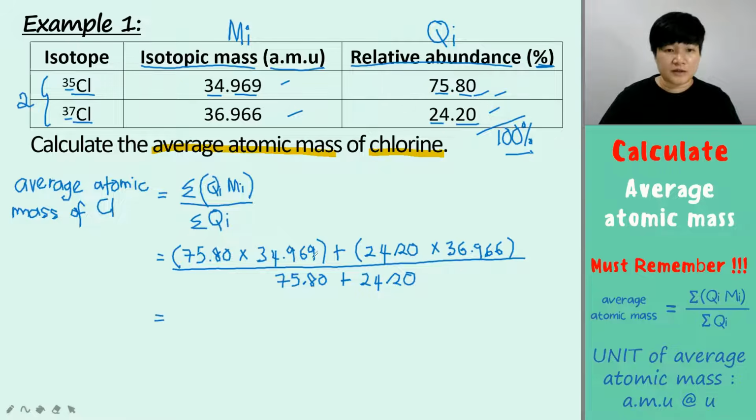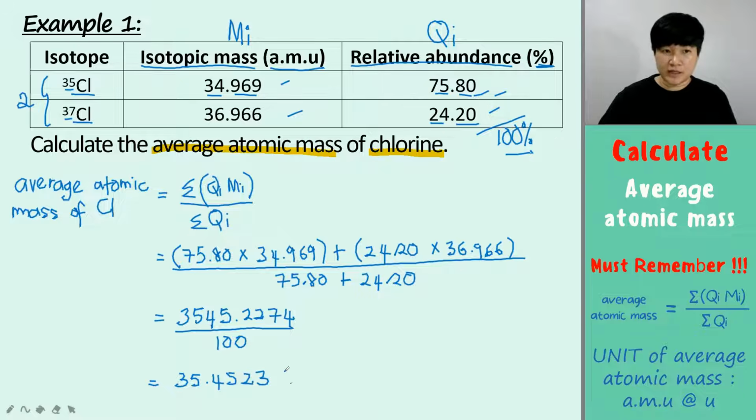In mathematics, you solve the multiplication first and only then add them up. So, you solve the mathematics, and the final answer will be 35.4523. Because it's an average atomic mass, the unit must be AMU or u. And that is the final answer for the average atomic mass of chlorine.